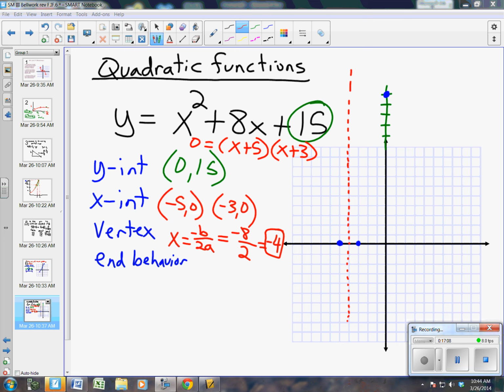So -4 squared is 16. 8 times -4 is -32. Plus 15 is going to give us what? Negative 1, isn't it? So -1 is where my vertex is, at -4 comma -1. Could I use that line of symmetry to find me another point?